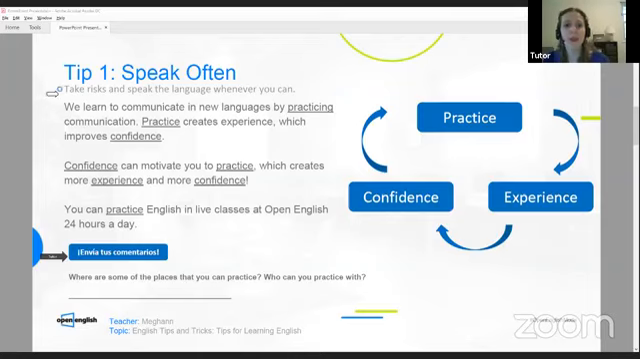Our first tip for you is to speak often. Take risks. Arriesgarse is take risks in Español, and speak the language whenever you can. We learn to communicate in new languages by practicing communication. Practice creates experience, which improves confidence, confianza, and confidence can motivate you to practice, which creates more experience and more confidence. It is like a cycle. So remember, you can practice speaking in live classes at Open English 24 hours a day.